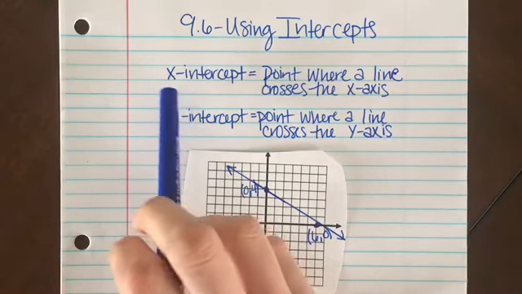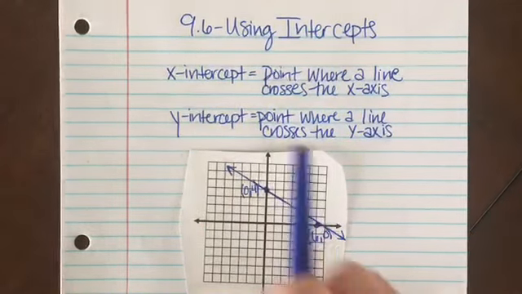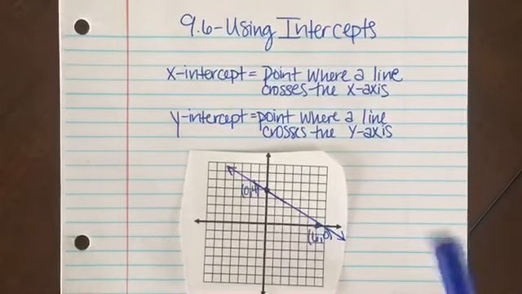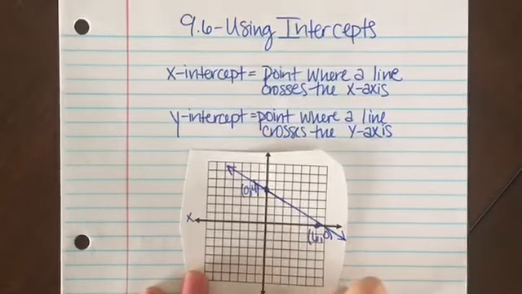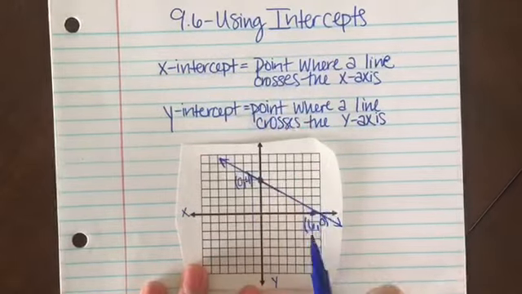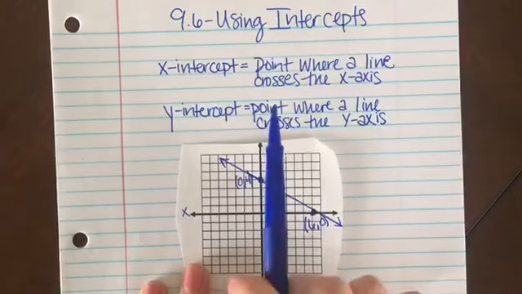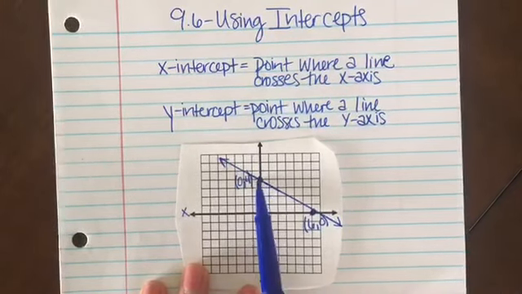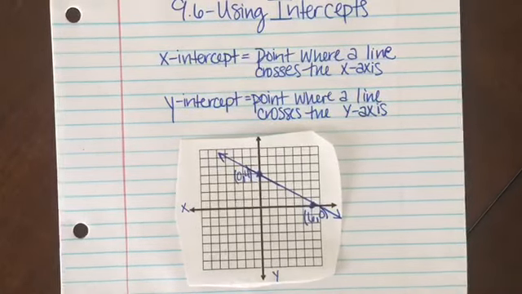So the x-intercept is the point where a line crosses the x-axis, okay? If we look at this graph here, the x-intercept is right here. And if you'd like, I'll label these. This is the x-axis, right? This is the y-axis. The x-intercept is the point where a line crosses the x-axis. So we'd say (6, 0) is the x-intercept. The y-intercept is the point where a line crosses the y-axis. Here, right? So today, we are going to find the x and the y-intercept, plot them, and then draw our line through them. And that's how we're going to graph.